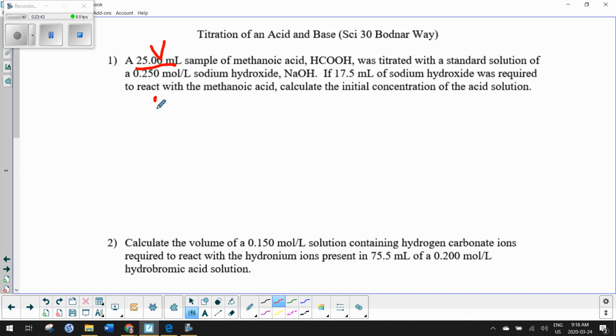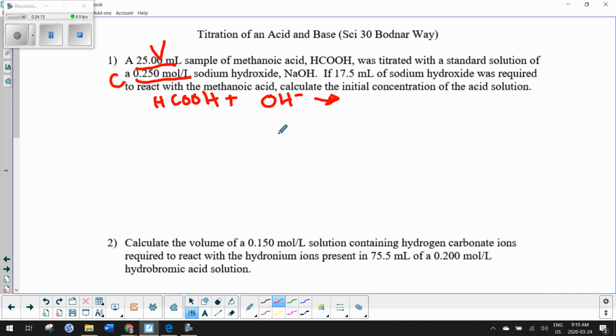Okay, so we need to write a reaction. HCOOH plus was titrated with a standard solution of 0.250 moles of sodium hydroxide. So I know that moles per liter is a concentration of NaOH. So anytime you have NaOH, it's only the OH that's reacting, -1.